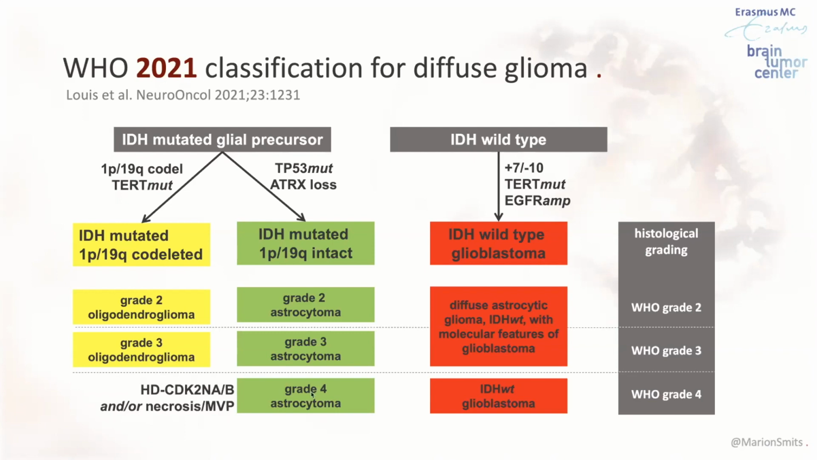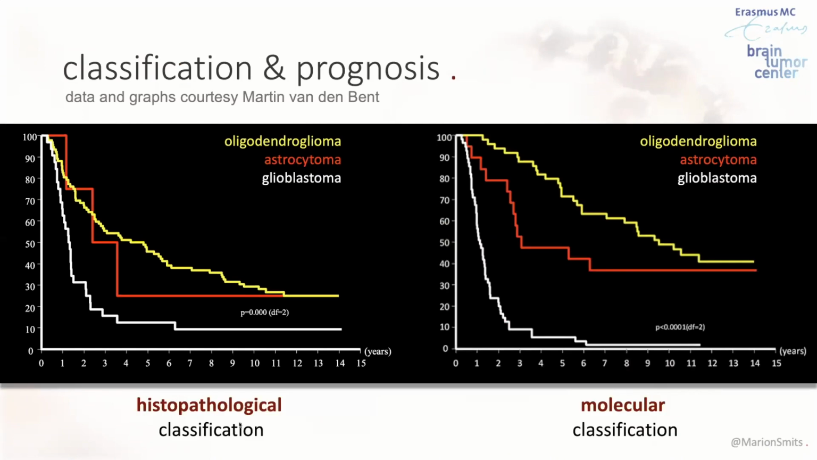Grading, this is the final thing to say about this, is not only done now based on histopathology, but also based on genetics, or on histopathology as well. So again, we have some more genetic features included in this classification. And of course, these are all things that probably make it easier for us to diagnose these tumors. And I'll show you why.